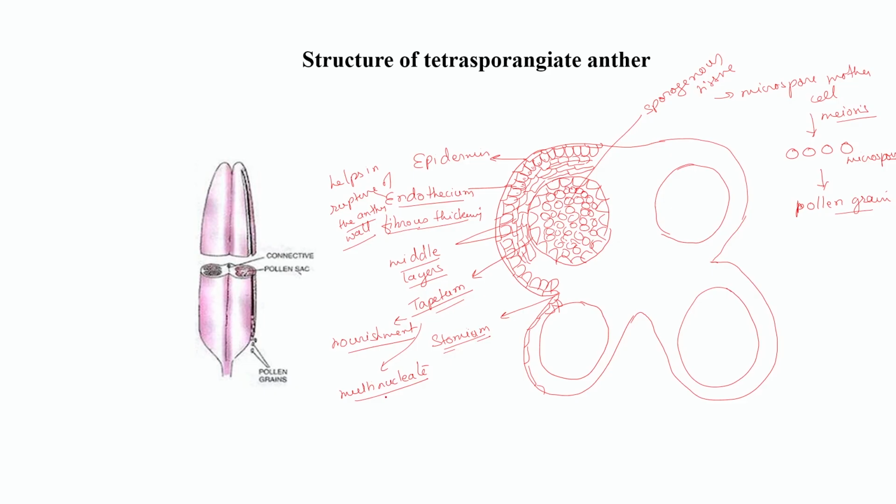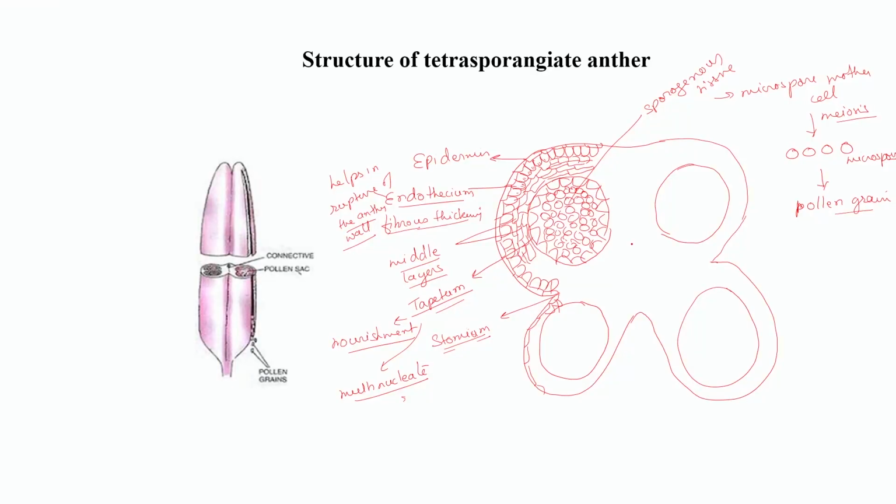Now, tapetum is multinucleate because a lot of function it has to do, so extra work it has to do. That's why its genetic content is also very high. It also contributes many of the components which are useful in formation of pollen grain. Okay, we will discuss about the structure of pollen grain. There we will find out how different layers are there and how tapetum is also contributing.